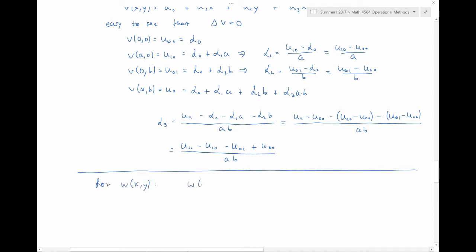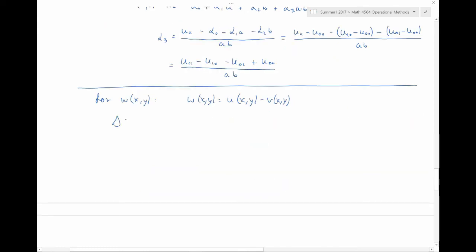We get that w of xy is simply u of xy minus v of xy. The Laplacian of w of xy will be equal to the Laplacian of u minus the Laplacian of v. But since both of those Laplacians are 0, Laplacian of u is 0 because u has to satisfy the differential equation, and Laplacian of v equals 0 by the construction of v. So we get that w itself satisfies the differential equation.